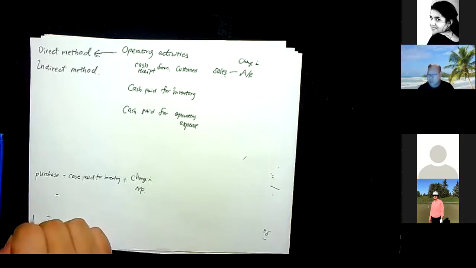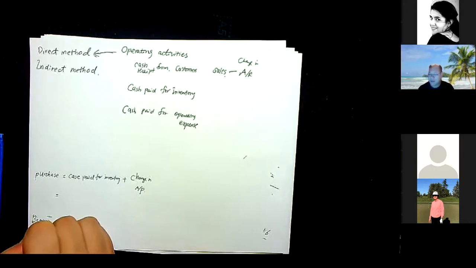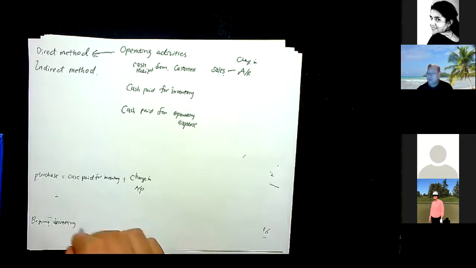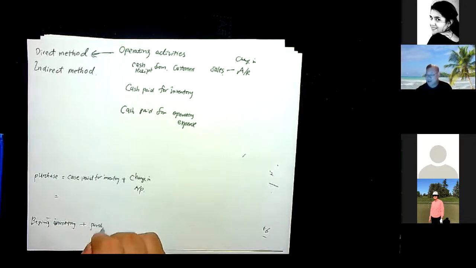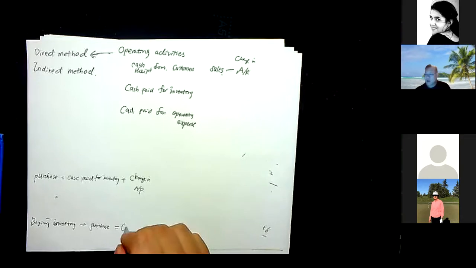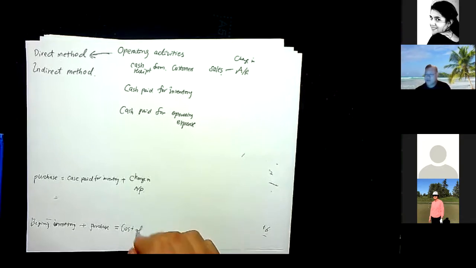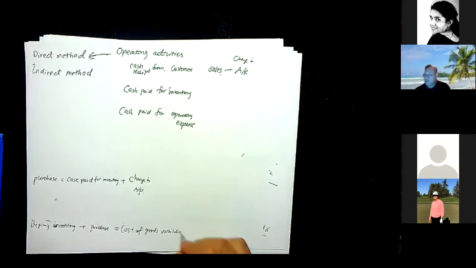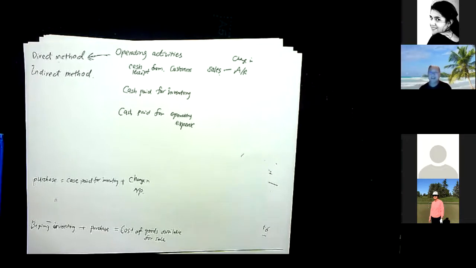Your beginning inventory plus purchases, that's your cost of goods available for sale, correct? So you have an opening balance, and then you purchase more. Now together, that's the amount of inventory, the cost of goods you have for sale. Is that right?